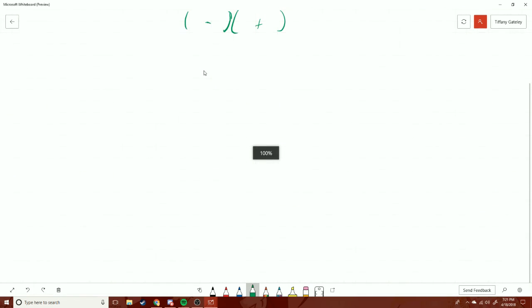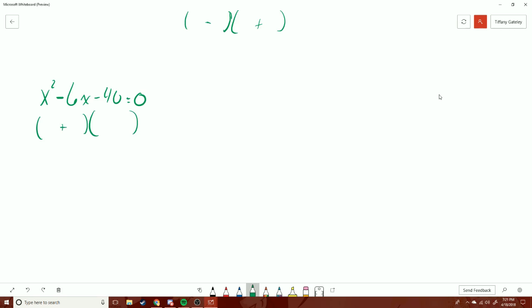So let's start by doing some examples. Our first example is x squared minus 6x minus 40 equals 0. Right, so with our two parentheses here, plus minus, and because your coefficient here is 1, you can just go ahead and put your x's here. Okay, and then for this one you're going to list the factors of 40 that subtract to get you 6.